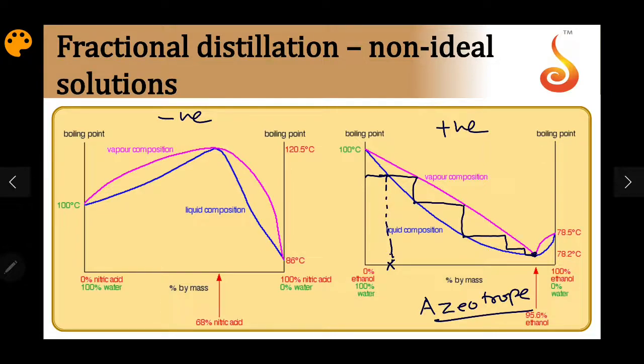Same way here, if I start with this boiling liquid, the vapor will lead to the pure component and the liquid residue will lead to the azeotropic composition. So in positive deviation, vapor will lead to azeotrope and liquid leads to pure components. In negative deviation, liquid will lead to azeotrope and vapors will lead to pure components. But we cannot get both the liquids in pure form starting from one composition. That is fractional distillation in case of non-ideal solution.